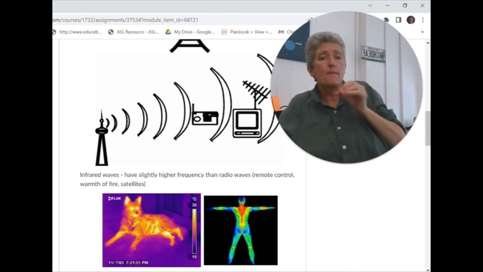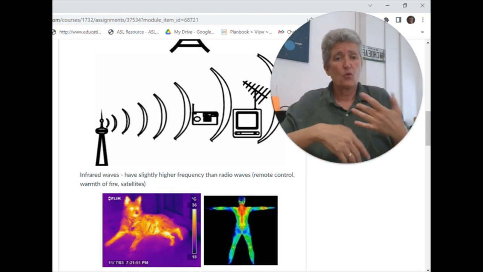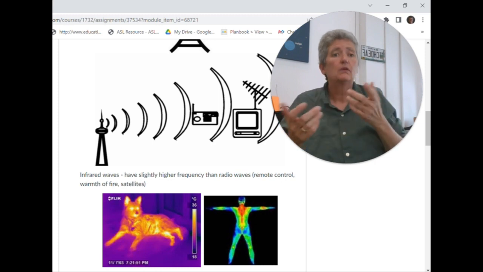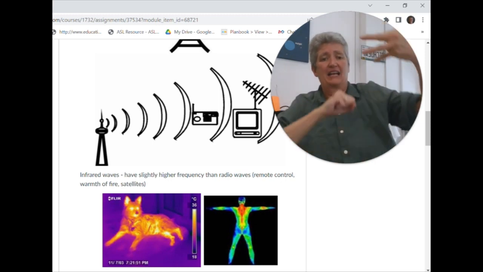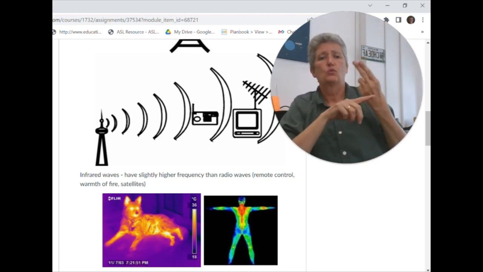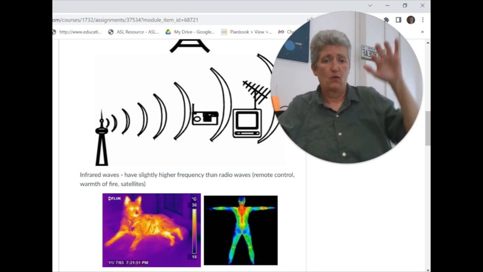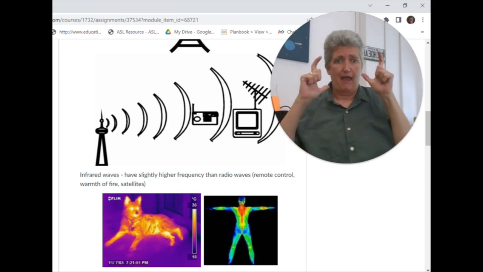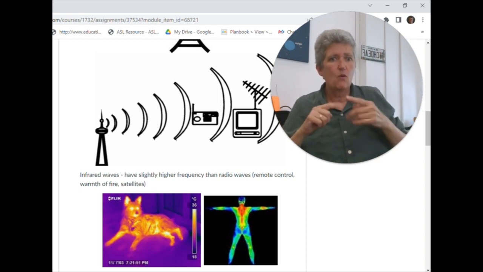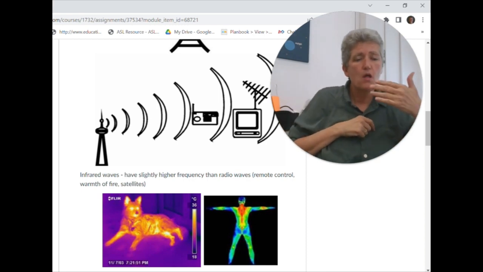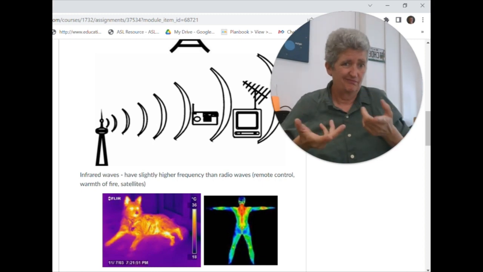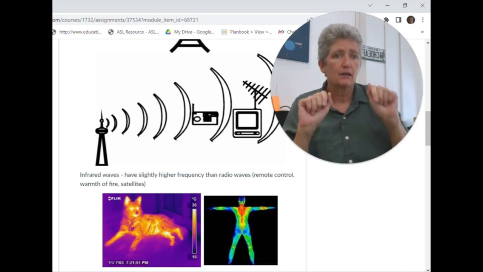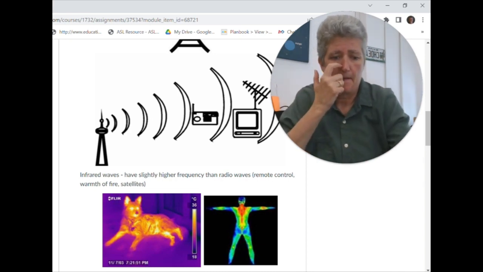Like you use a TV remote, or you see the warmth from a fire, or the warmth on someone's skin. And then, you can feel the warmth from the sun. That's those infrared waves. There are some special cameras that will show infrared, and it shows different colors for the different temperatures. It's some cool equipment.